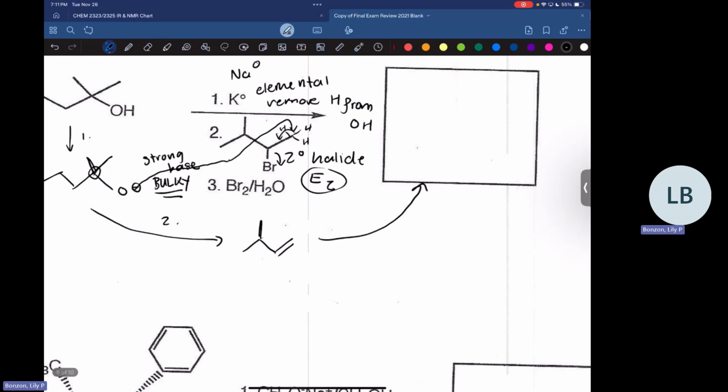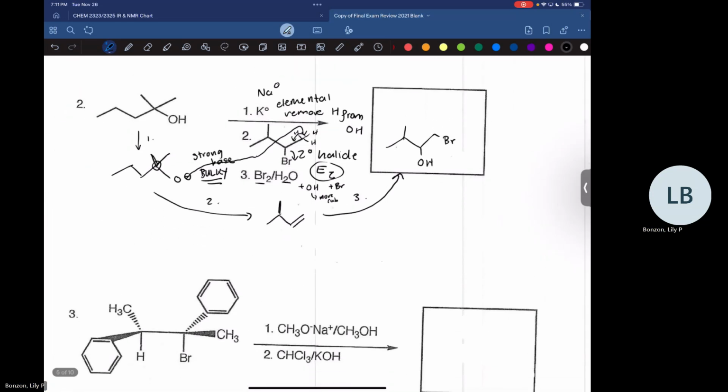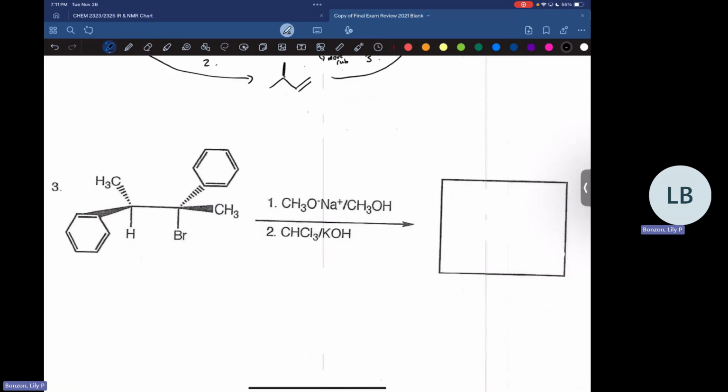So then step 3, we have Br2 and H2O. So this one adds OH and bromine, and the OH adds to the more substituted position. So we have our OH, and then our bromine is going to go on the other carbon. Going on to the last reaction of this page.